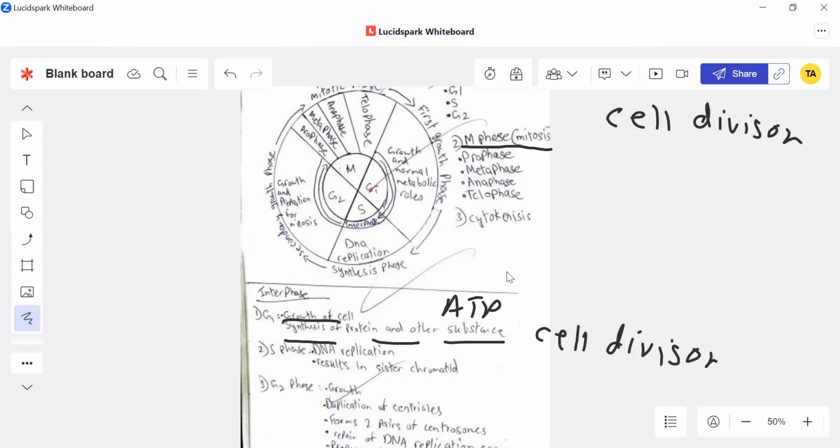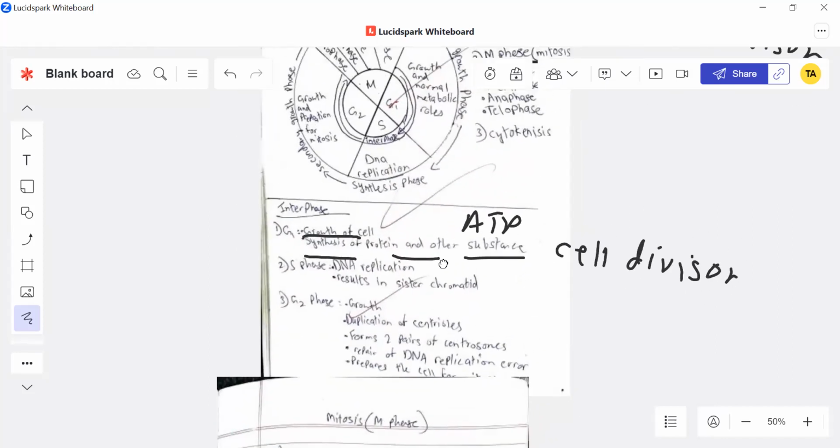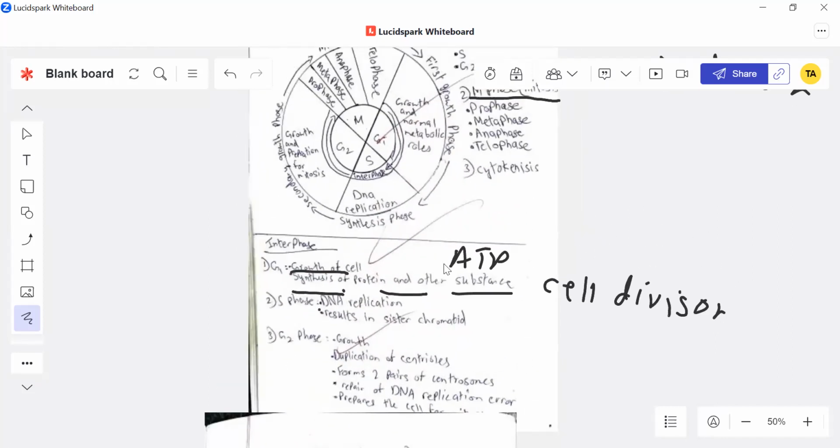And then comes the S phase. When you finish G1, you go to S phase. S phase is where you undergo DNA replication, and when you do that, it will result in sister chromatids. This is basically S phase. DNA replication will result in sister chromatids or new chromosomes, right?